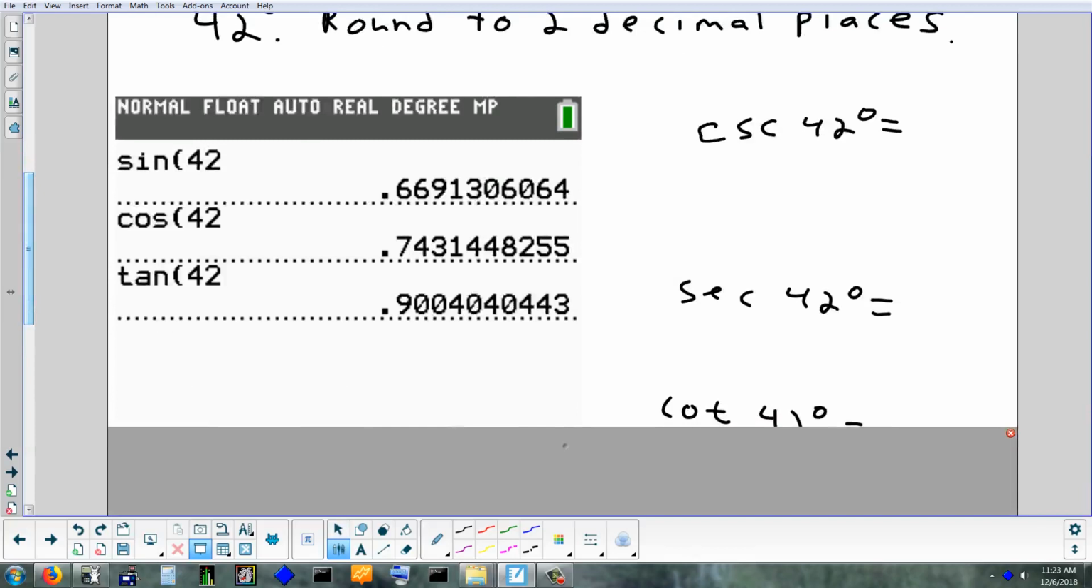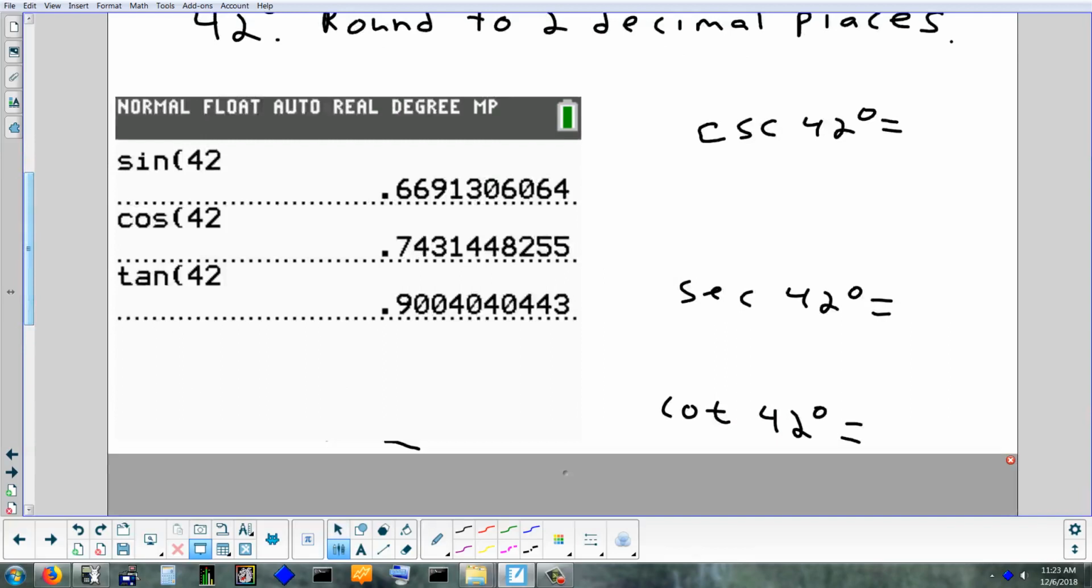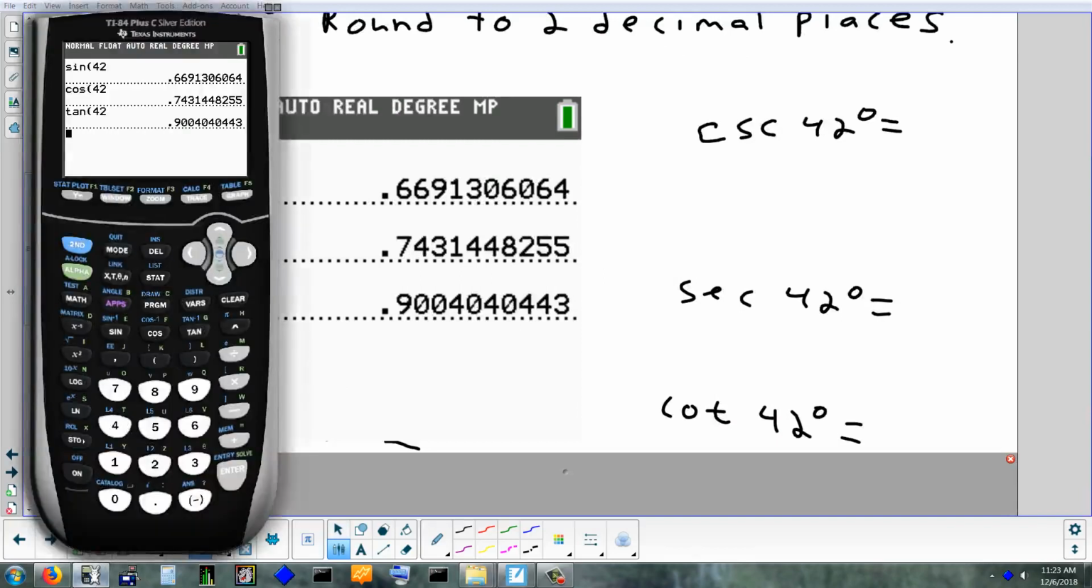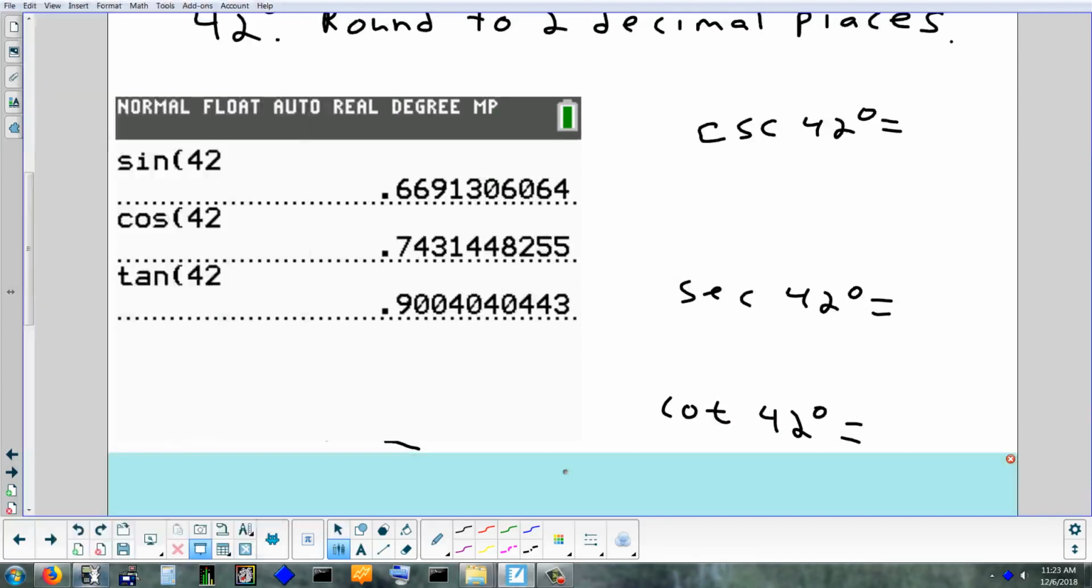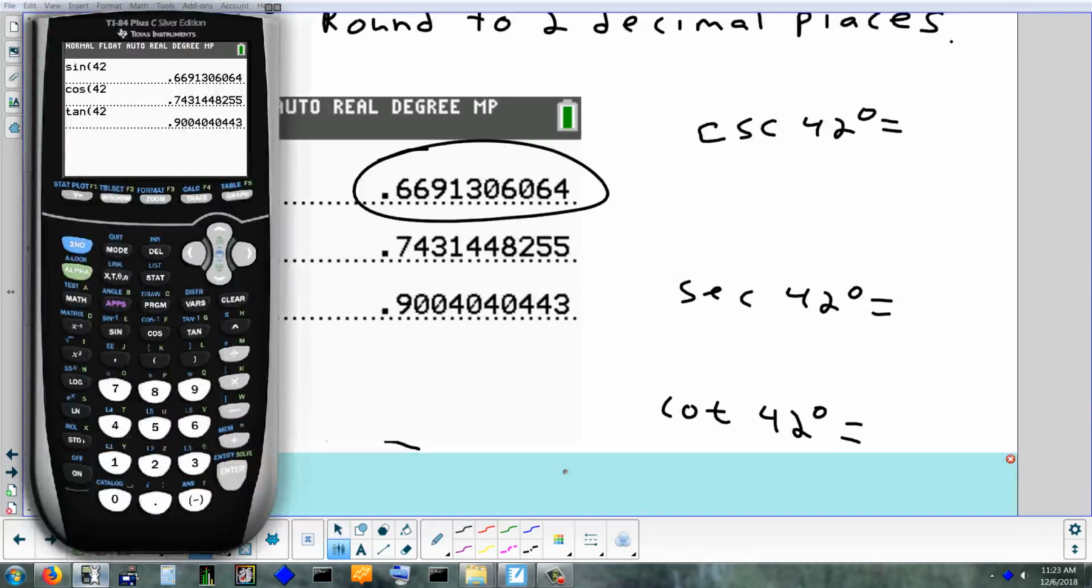Now, they're asking me for 3 other ones. The cosecant, the secant, and the cotangent. Do I have a button on there that says CSC or SEC or COT? No, I don't have a button for it. So what did we do with this to get that? You just flip it. So that's how you do it. 1 divided by, actually let me clear it first. 1 divided by sine 42. That's how you do the cosecant.